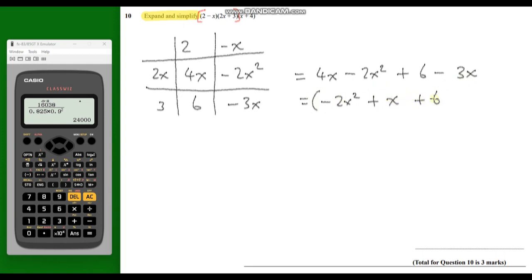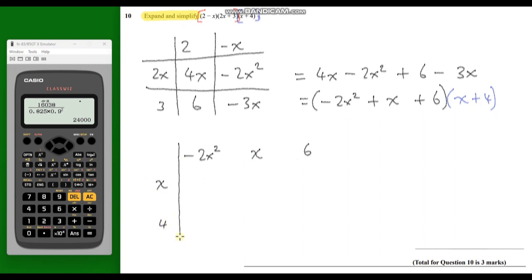So this is our expression when we multiply out what's in red, and now we just need to multiply that by x plus 4. Now we're just going to focus on this part here. And again, I'm going to use the grid. So let's first do this part. So we've got minus 2x squared, and then we've just got plus x and plus 6. And down here we've got x plus 4.